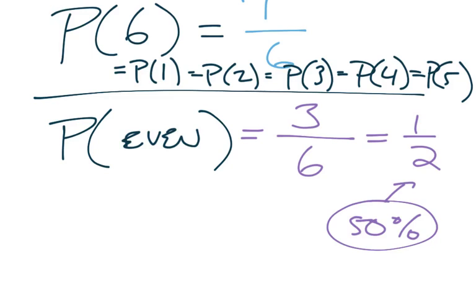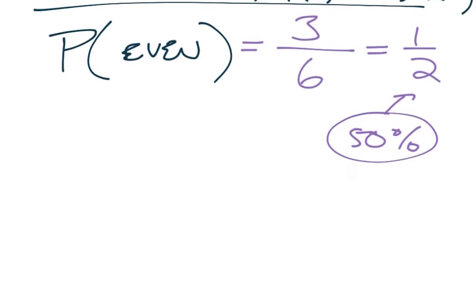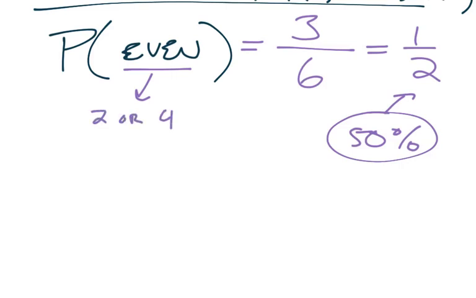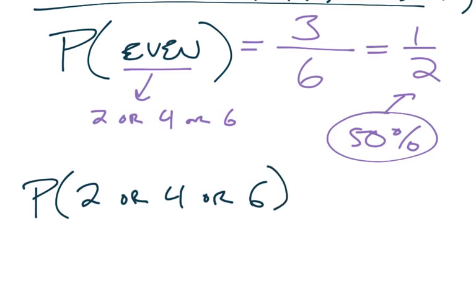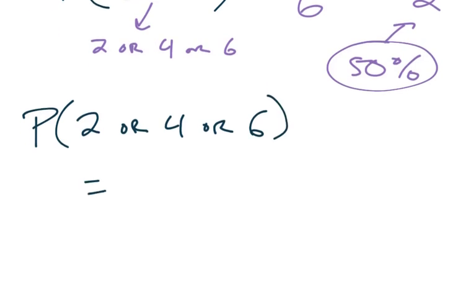Okay, I do want to take a second to view evenness as what we just said above. This means 2 or 4 or 6. Those are the even outcomes on this six-sided die. And so we could have written this as a probability of a 2, or a 4, or a 6. And let's use the principle that we just used a second ago and say this is going to be the same, since I'm using the word or in here.